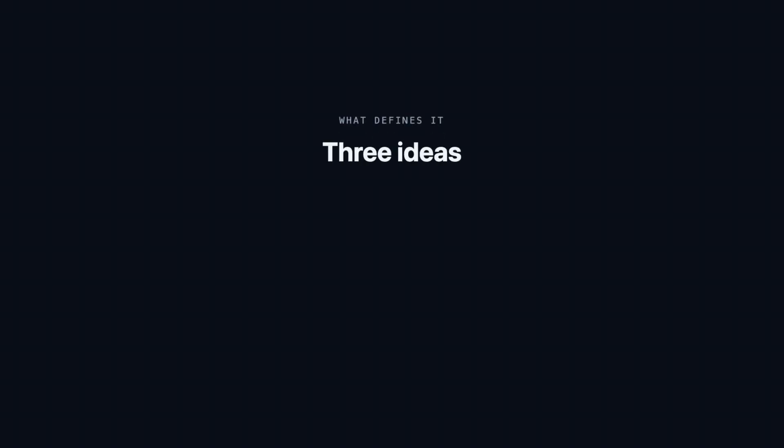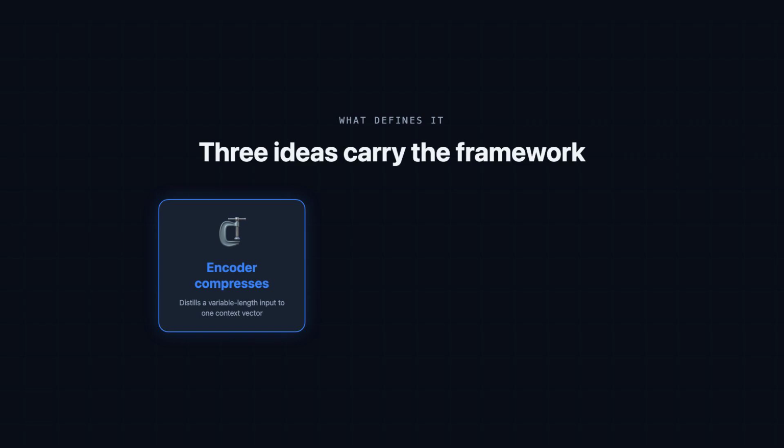Let's lock into 3 ideas that define Seq2Seq. The encoder compresses the whole input into a context vector. Reading token by token, it distills a variable length sentence down to one fixed summary that stands in for everything the input meant. That compression is the core move of the whole framework.